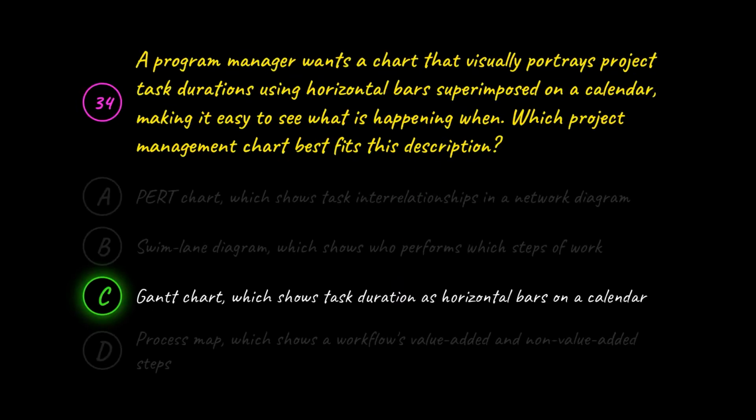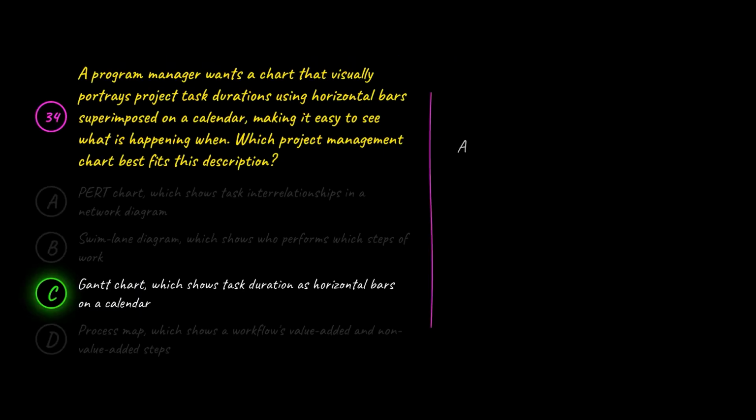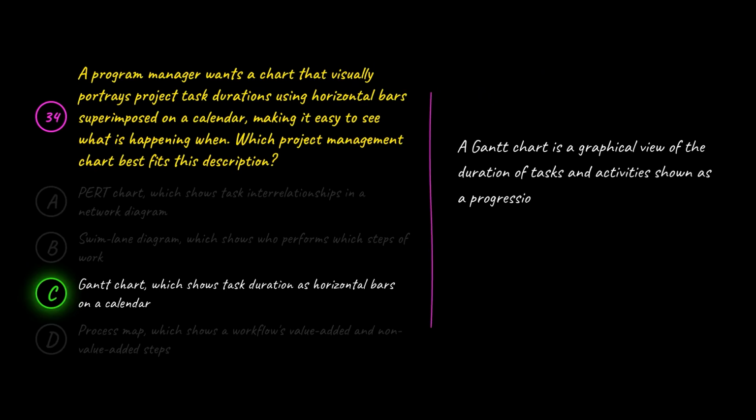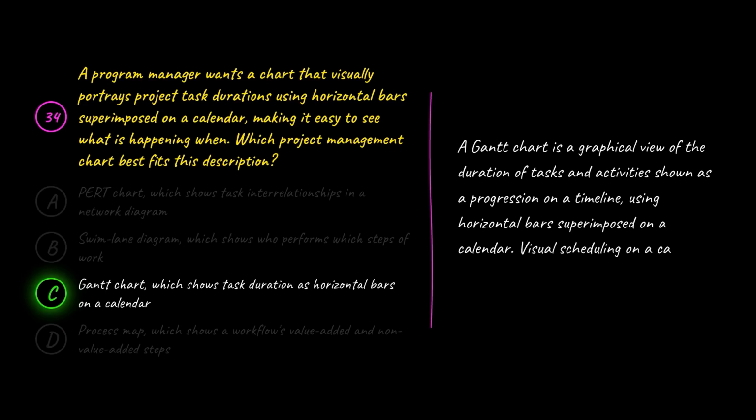The correct answer is C. Gantt chart, which shows task duration as horizontal bars on a calendar. C is correct because a Gantt chart is a graphical view of the duration of tasks and activities shown as a progression on a timeline, using horizontal bars superimposed on a calendar. Visual scheduling on a calendar with bars is its defining feature.